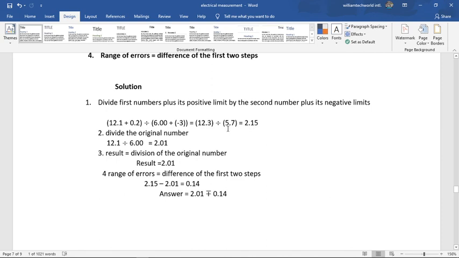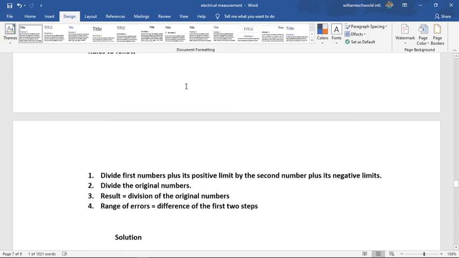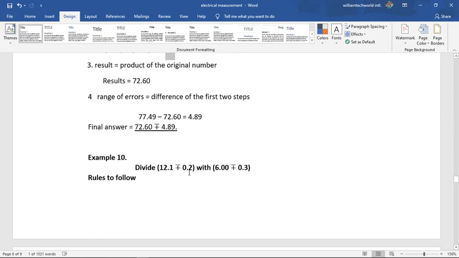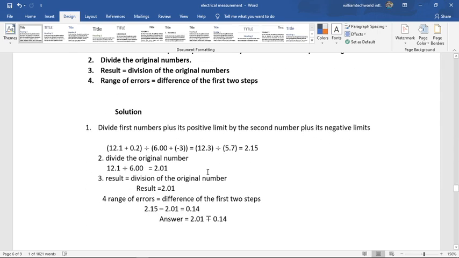After I've gotten that, we're going to divide the original numbers the way they are, according to the second rule. Divide the original numbers, which is 12.1 divided by 6.0. Once you do that, you get 2.01. Then the main result will be the division of the original numbers, which is 2.01. And then the range of errors will be the difference of the first two steps, which will be 2.15 minus the original 2.01. So it's going to give us 0.14. So the answer will be 2.01 plus or minus 0.14.